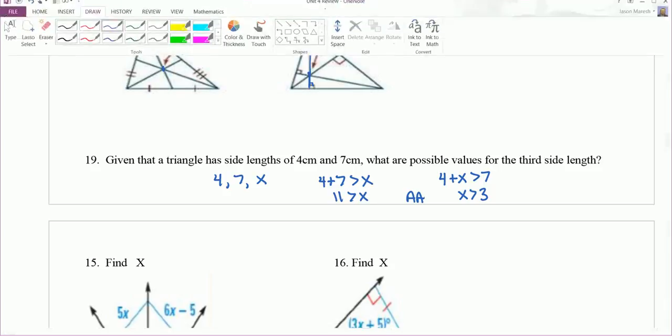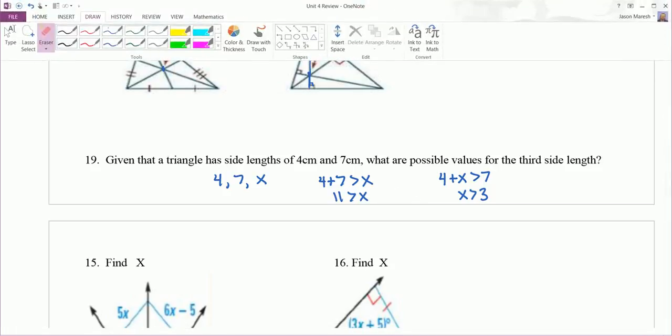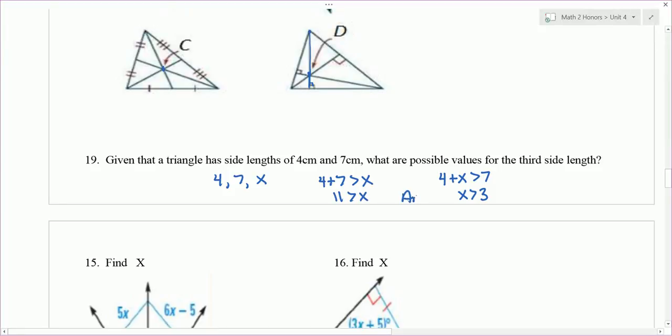So we need x bigger than 3, and we need x to be less than 11. So x is anywhere between 3 and 11.